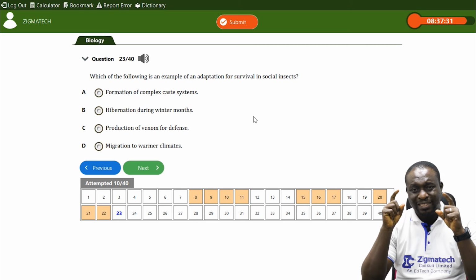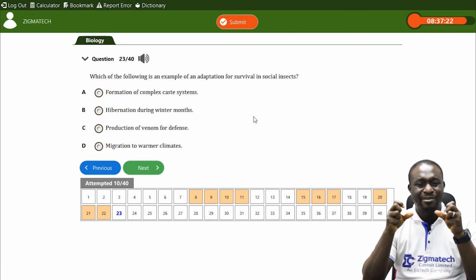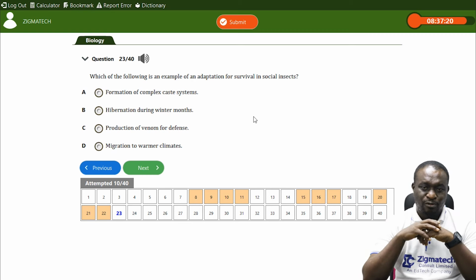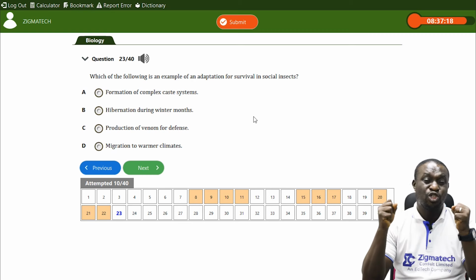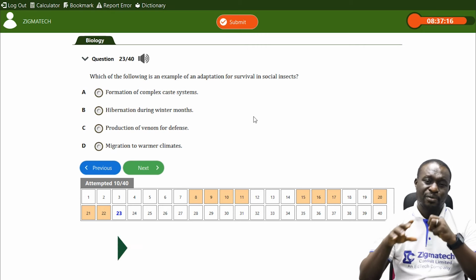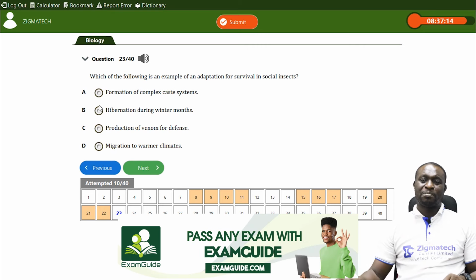Now for these termites, which are social insects, to actually survive, these castes must be fully effective for their survival. For their survival as a colony, it must be fully effective. So the correct answer and option to this particular question is formation of complex caste system.